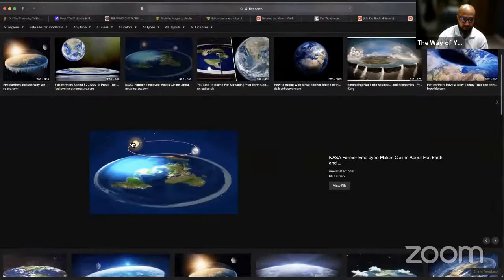So I'm going to use this image because it has the sun and the moon. So they say that the sun and the moon do circles around, right? So right in the middle to them is the north, right? To them, this is the north. And this would be the south. So they say that the ice wall is the south.